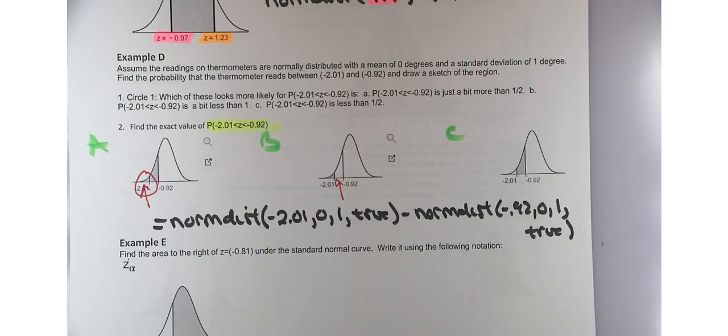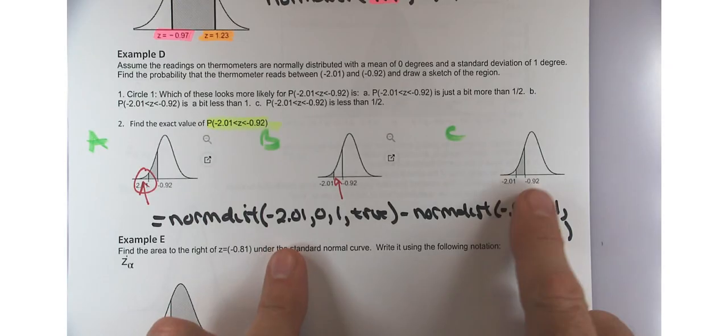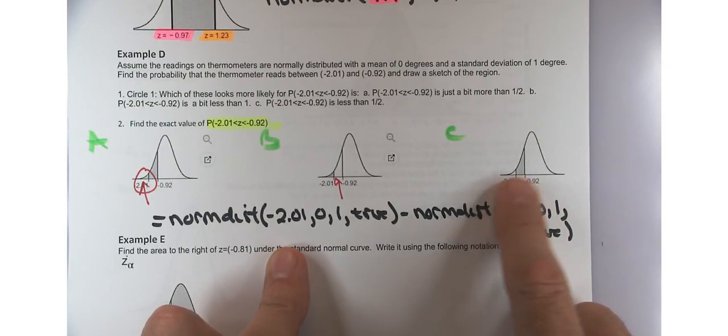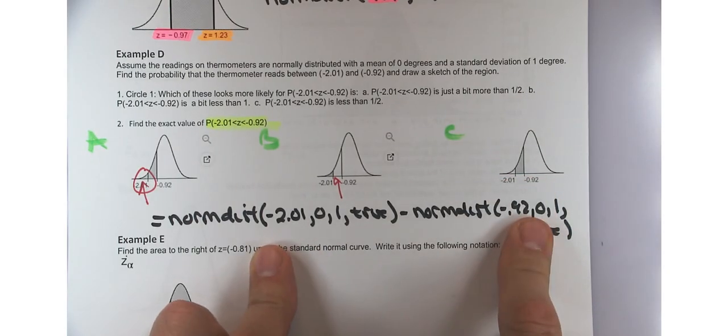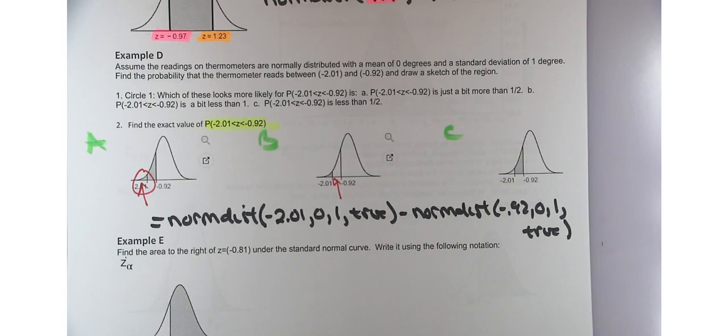Ooh, I made a mistake here. Can anyone see my mistake? Negative area? Other way around. Yeah, I got these backwards. You got to subtract the left from the right. I've got the right from the left. But let's actually go through this and see what you might see if you made a similar mistake and how you can catch your mistake.